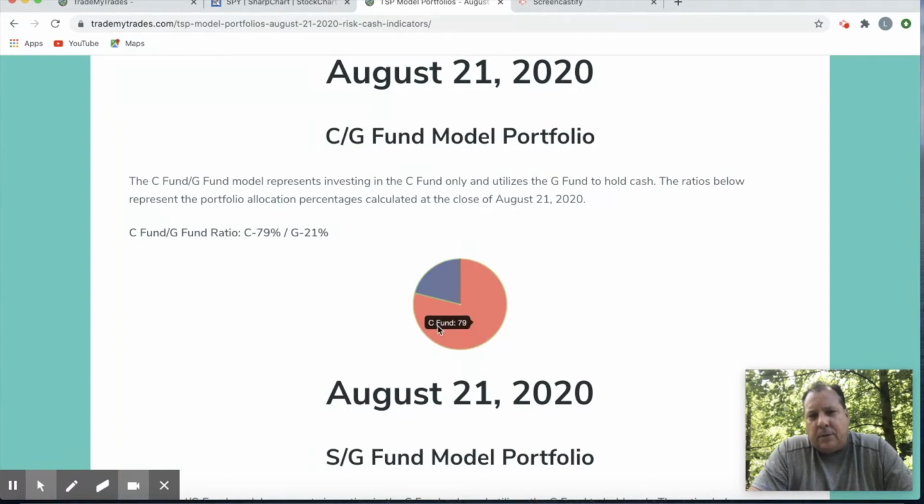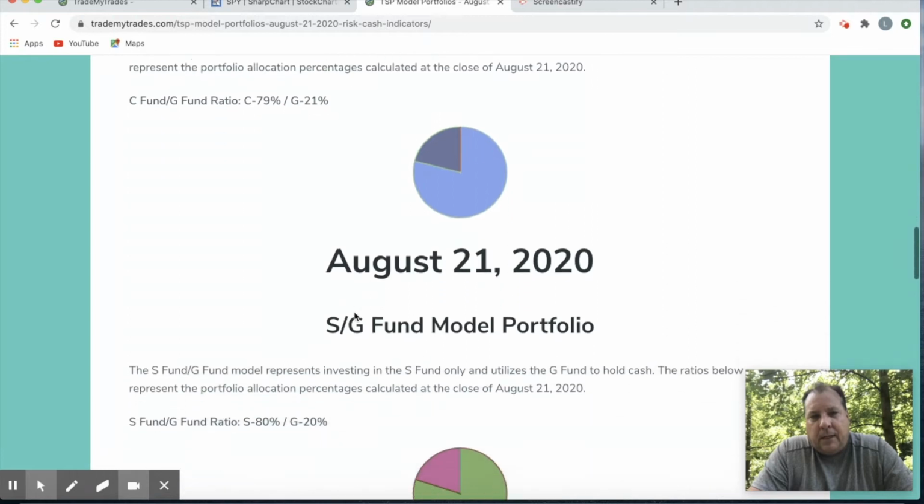But when we use the risk cash indicator, it's indicating to us that we should have no more, based on the price action, than 79% at risk in the market of our portfolio, and 21% in the G fund or in cash if we're investing only in the C fund.